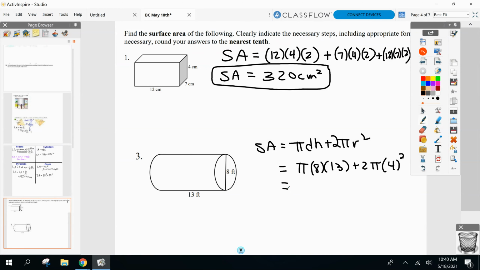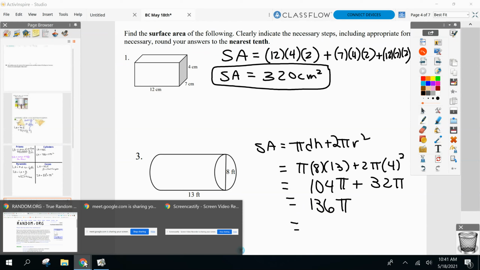I just want to talk about it. If I do ask for in terms of pi on the quiz, so I have 104 pi and 32 pi for the base. I can add those 2 because they both have pi's in it. So if I did ask in terms of pi, we'd be looking at 136 pi square feet, but I'm not. I'm looking at nearest 10th here. So whenever you're ready, nearest 10th.